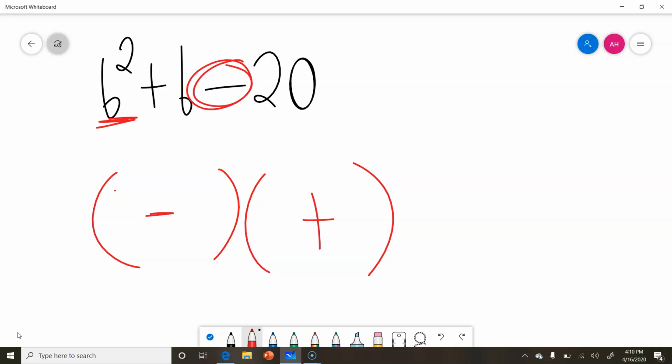Then I take this guy right here, and I know that it's going to be b and b. I don't even have to do any math to know that. That's just what happens for the first term when there's no number in front and it's just the variable.